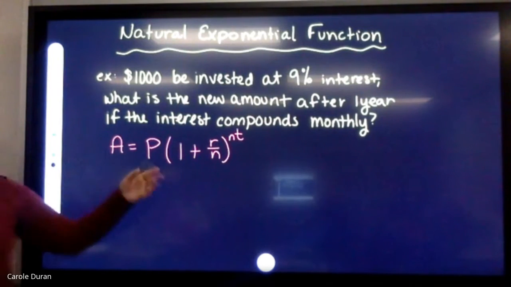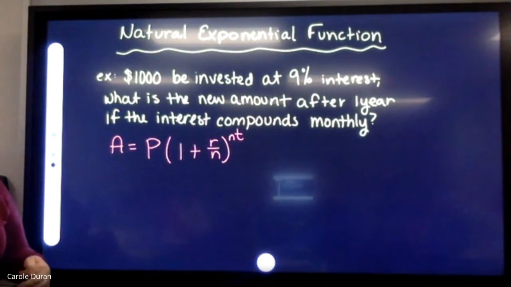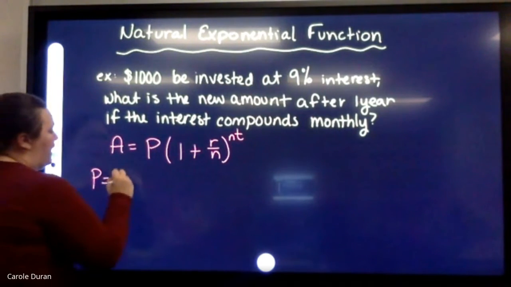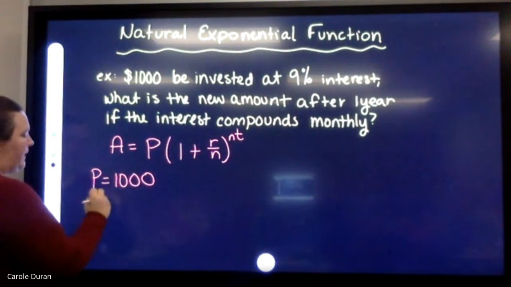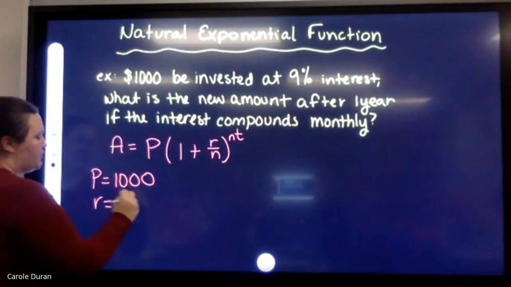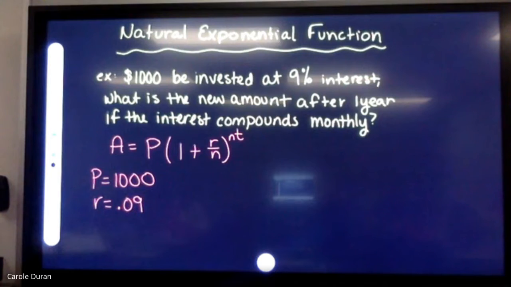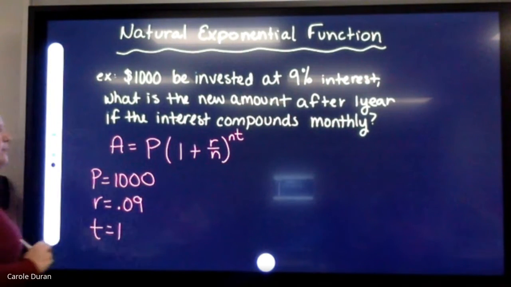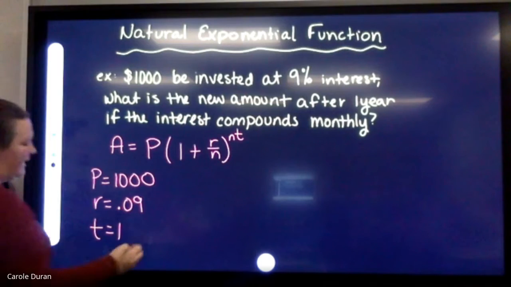All we have to do once we get this is fill in the P, R, N, and T, right? My principal amount is $1,000 because that's how much I'm investing. My interest rate is 9%, which I write as the decimal 0.09. T is 1 because I want to know how much is in the account after 1 year. What does my N value stand for? The number of times it compounds per year. So how often am I taking the interest? Monthly, which means there are how many times I'm taking interest in 1 year? 12, because there are 12 months in a year. So my N value here is 12.